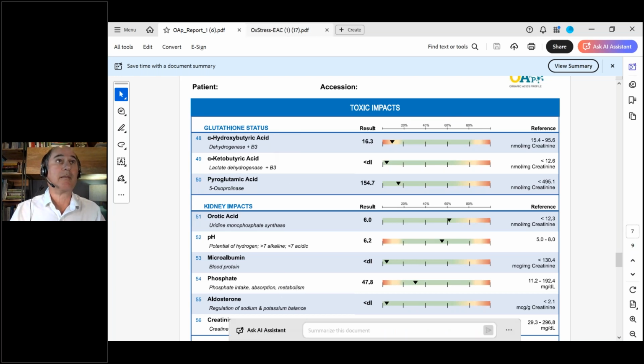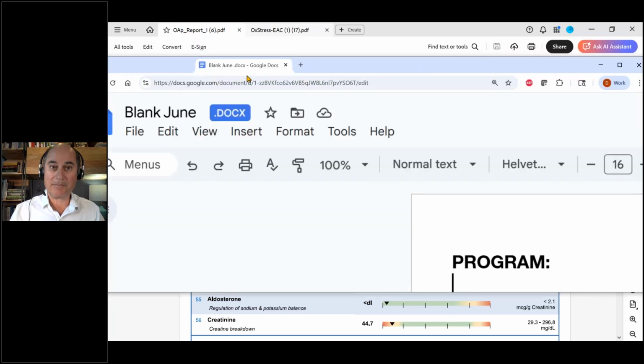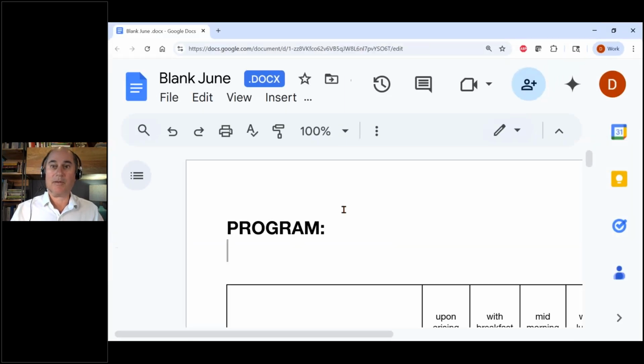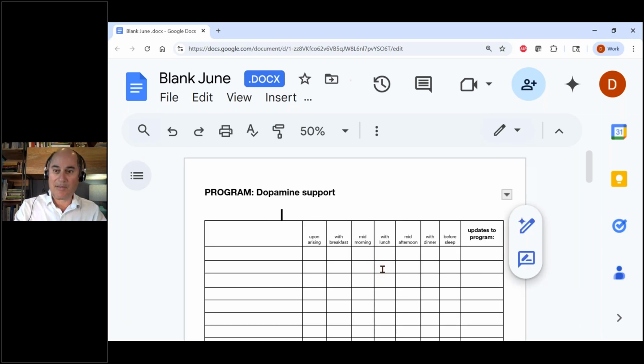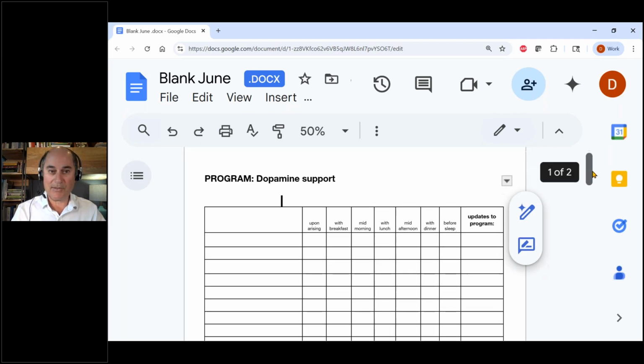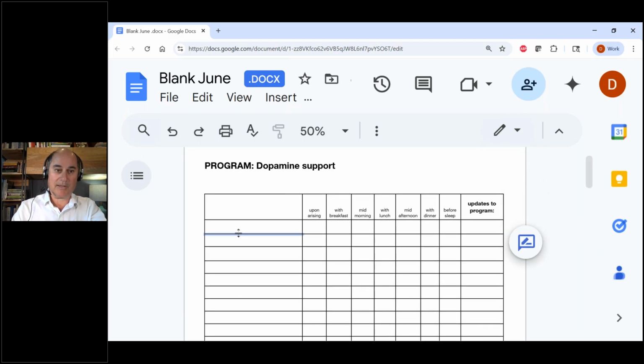So this would be a standard program. We're working on, let's just call it dopamine support. I've done this tens of thousands of times. It's way more effective than you could imagine, and it's worth spending the time to learn. So we're going to use tyrosine. It usually comes in like a 500 milligram, 2 of them, breakfast, lunch, and dinner. You can do it on an empty stomach, but nobody ever remembers.